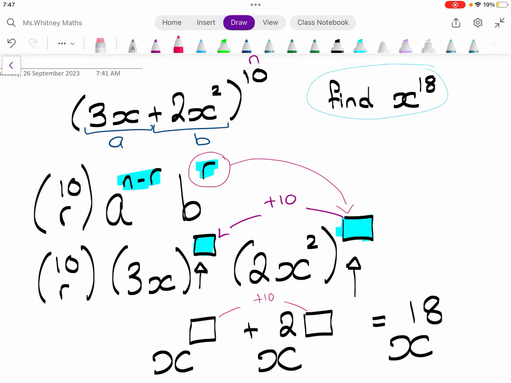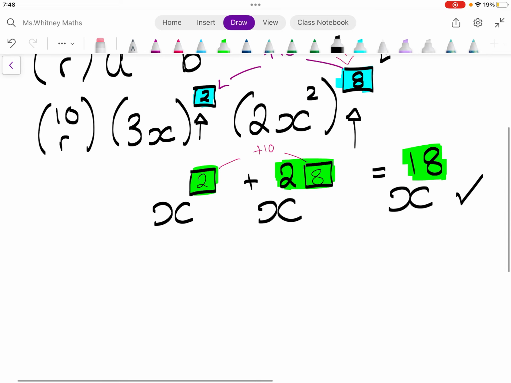I know my 5 needs to be bigger. If I have a 6 here and a 4 here, well, I get 12 plus 4, that's 16. That's not quite big enough. What if I have 7 and 3? So I have 14 plus 3, or 17. Looks like it might be the next one. So if we had 8 and 2, this would give us 16, because it's 2 times 8, and this will give us 2. So 16 plus 2 gives us 18. That's what we want. So now we go back to our question, and this needs to be 8, and this needs to be 2. That tells us now that r is 8.